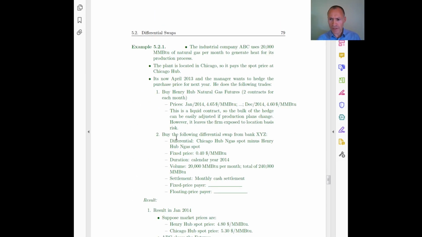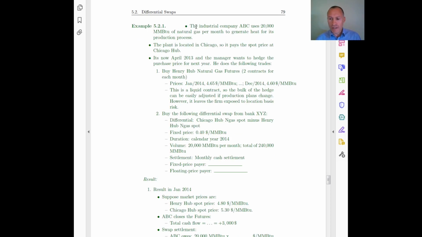So let's see this example here. Suppose we have an industrial company, let's call it ABC, that uses a given amount of natural gas per month to generate heat for its production process. So a company that does, I don't know, paper or cement or something like that. All these industrial companies use a lot of heat, so they require some fuel to generate that heat. Suppose the plant is located in Chicago, and it pays the spot price there where it needs the natural gas. Let's say it's April, and the manager wants to hedge the purchase price for next year.